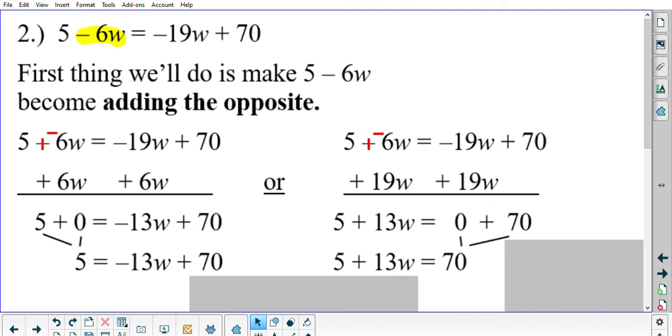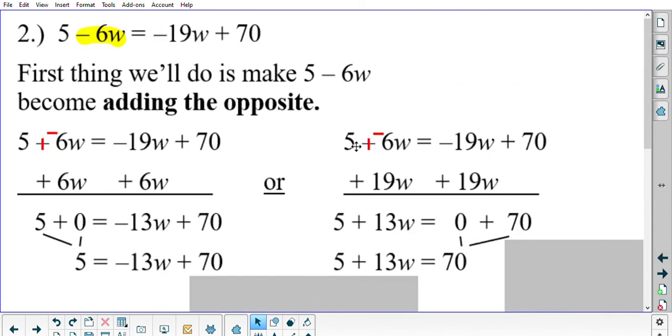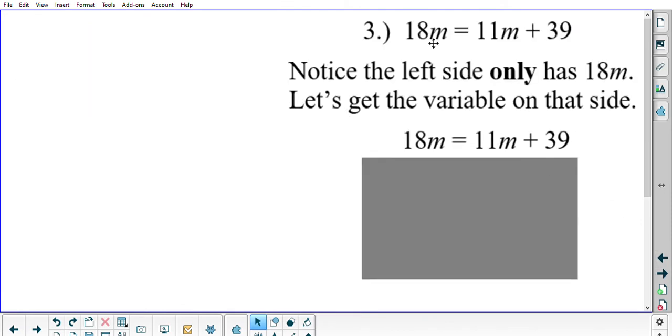Okay, so number 1 and 2 were already typed up for you on your guided notes. But number 3 is not finished on your guided notes. So get your pencils ready. Let's do this one together. We have 18m equals 11m plus 39. I want you to notice the left-hand side only had 18m. It didn't have a variable term plus something else like we were used to seeing on the other problems. It had only the variable term of 18m.